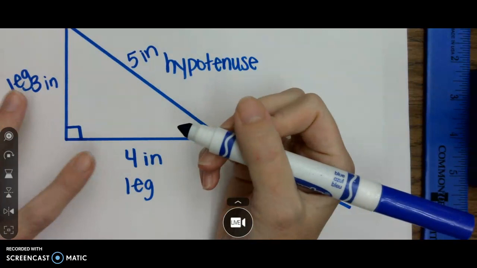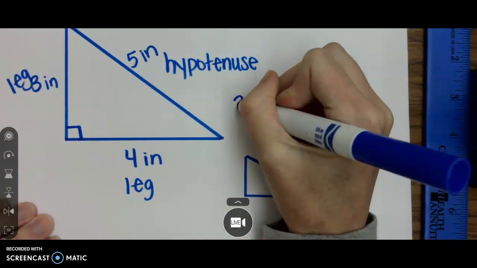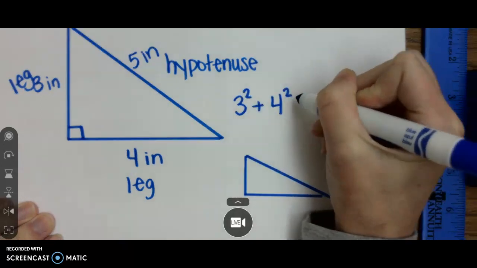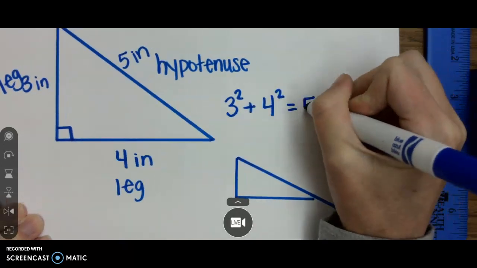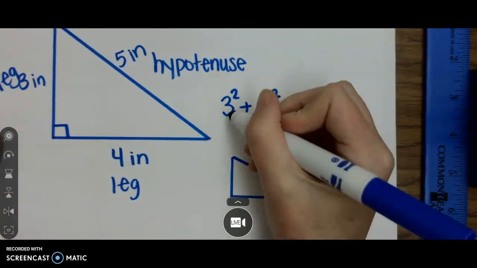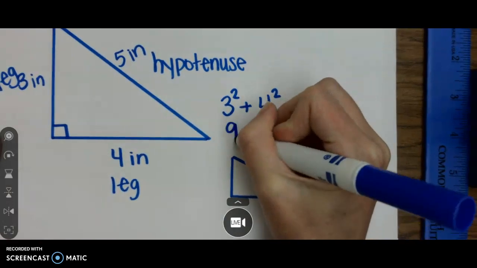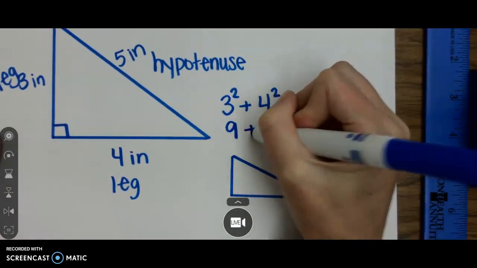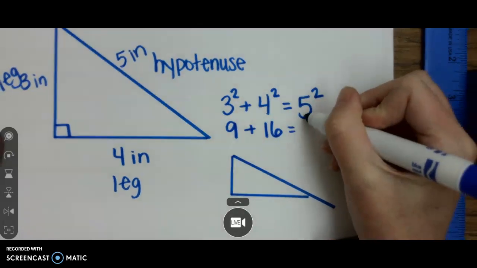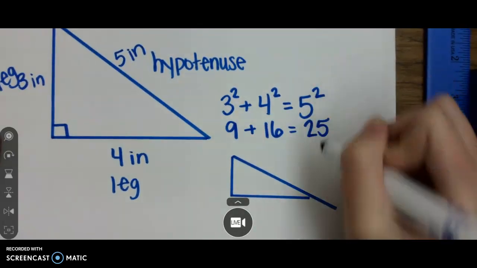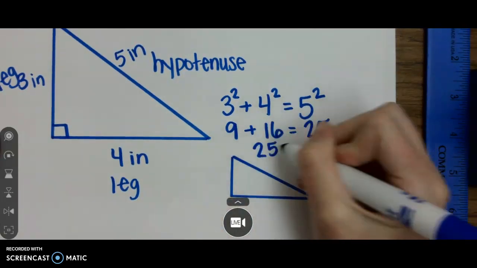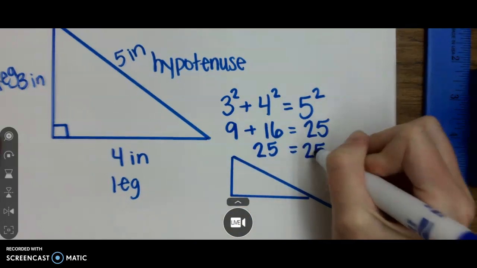So if you take the two legs, which are 3 and 4, and you square them, it's equal to the length of the hypotenuse squared. Let's see if it works. 3 squared is 9. 4 squared is 16. 5 squared is 25. 9 plus 16 is 25, and yes, that's equal to 25.